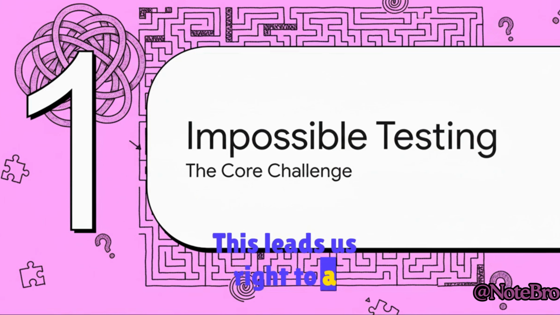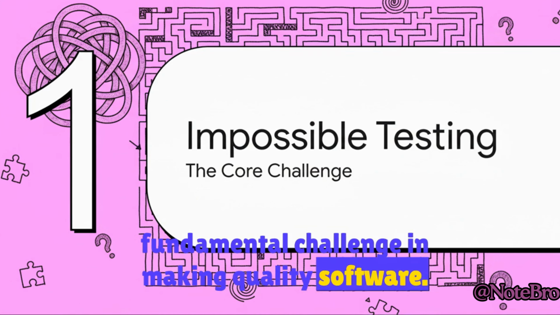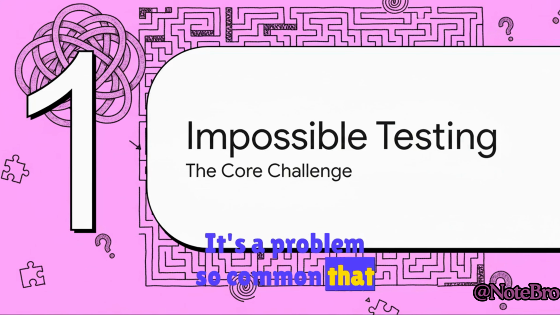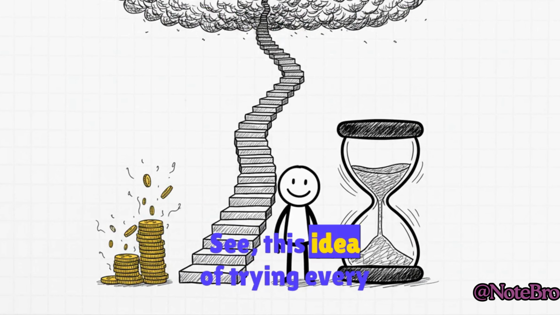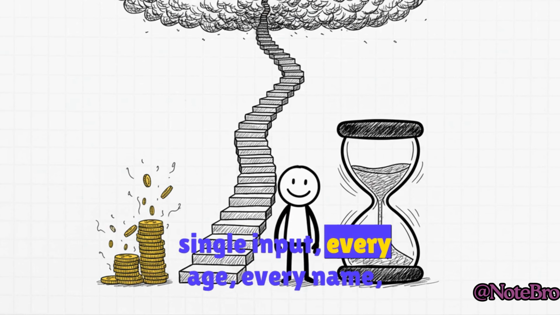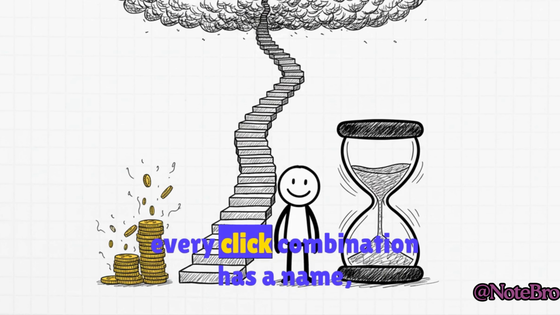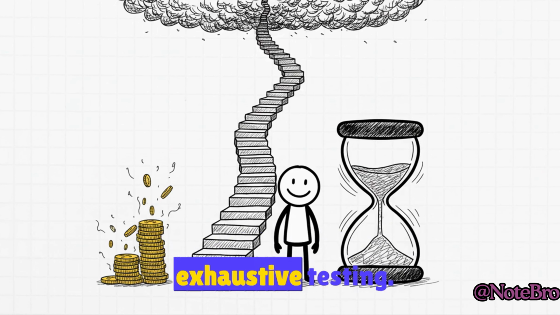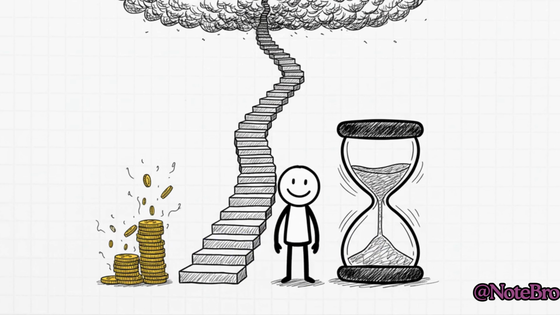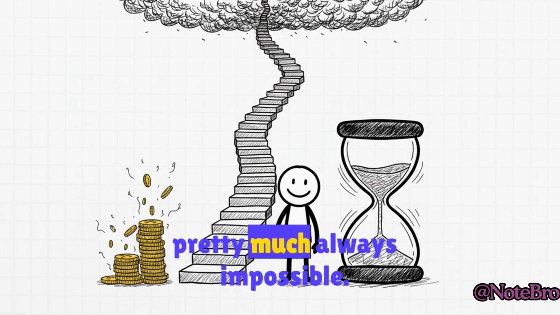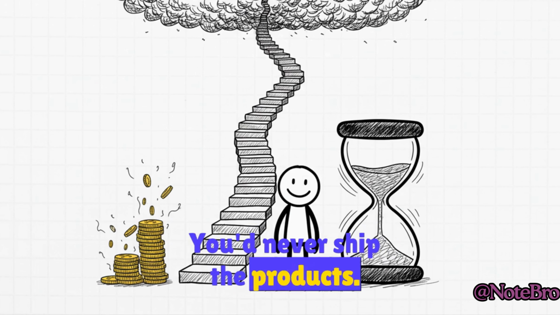This leads us right to a fundamental challenge in making quality software. It's a problem so common that testers just call it the impossible testing problem. See, this idea of trying every single input, every age, every name, every click combination, has a name: exhaustive testing. And honestly, it's a trap. Because in the real world, it's pretty much always impossible. You'd never ship the products.